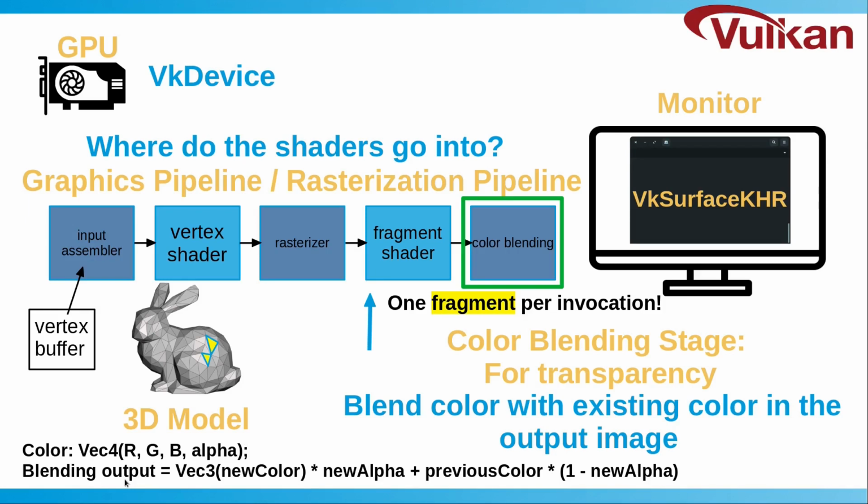Now, we can freely configure the blending function. However, the most common blending function is to take the new color or the RGB values of the new color that was calculated by the fragment shader, multiply it with the new alpha value, then take the existing color from the output image and multiply that with 1 minus the new alpha value, and add those two new colors together.